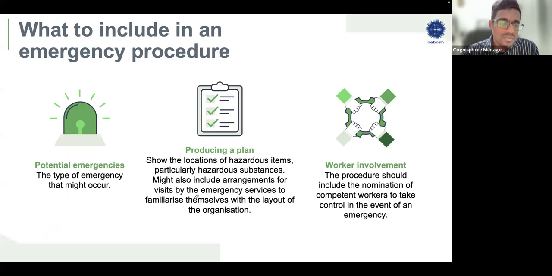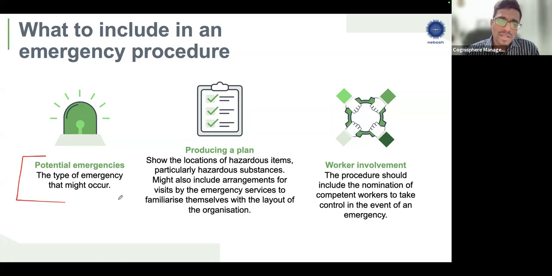So, what to include in an emergency procedure? Potential emergencies. As an organization, you must identify the foreseeable or potential emergencies that might occur in your organization. Like I said, fire, chemical spillage, or security issues like a threat. And if people are working outdoors, then high wind or other adverse weather conditions. All this should be clearly identified.